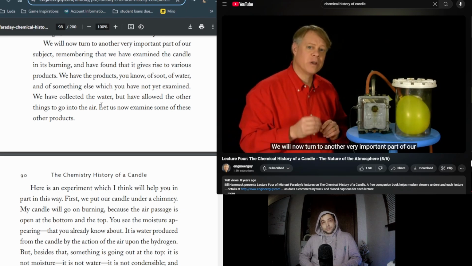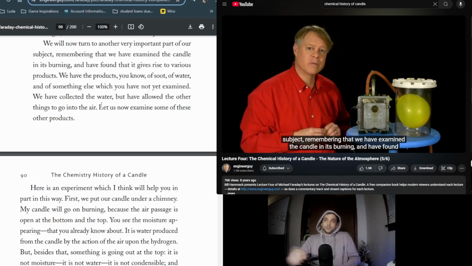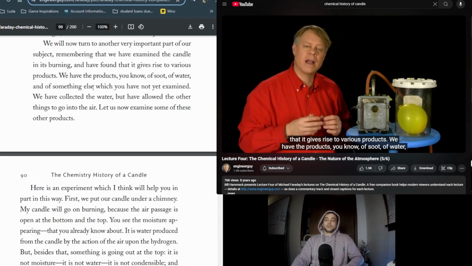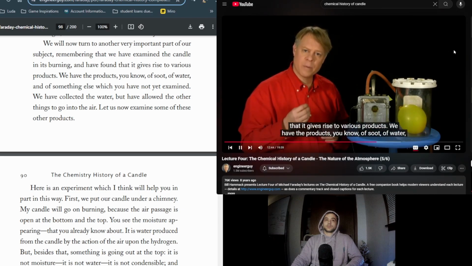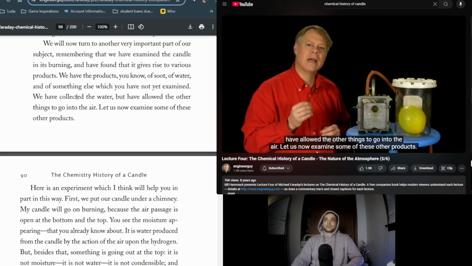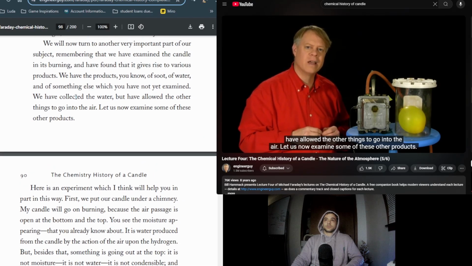We will now turn to another very important part of our subject, remembering that we have examined the candle in its burning and have found that it gives rise to various products. We have the products you know of: soot, water, and something else which you have not yet examined. We have collected the water, but have allowed the other things to go into the air. Let us now examine some of these other products.